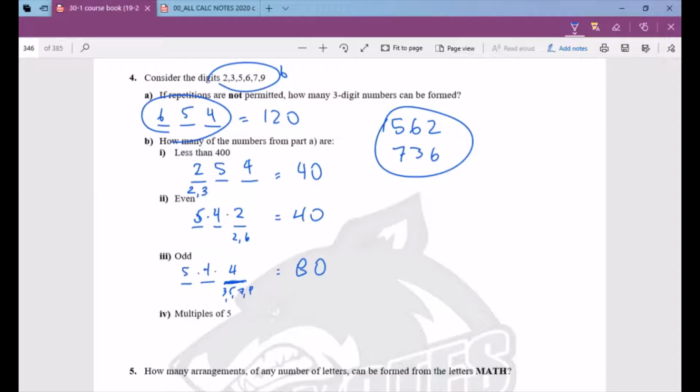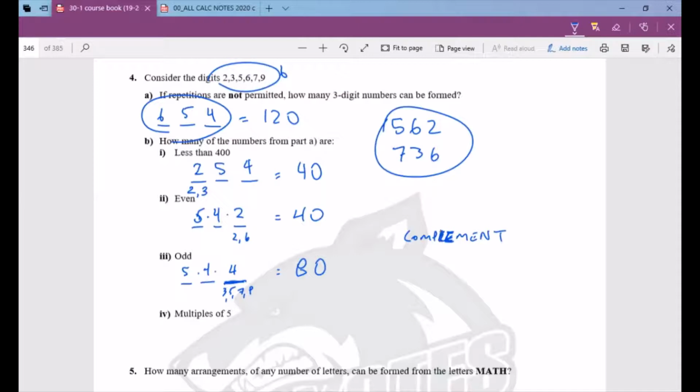Which brings us to an interesting concept in this chapter, and this question involves this idea of complement. Not a compliment, like you're being nice to somebody and saying, "Oh, you look nice today."